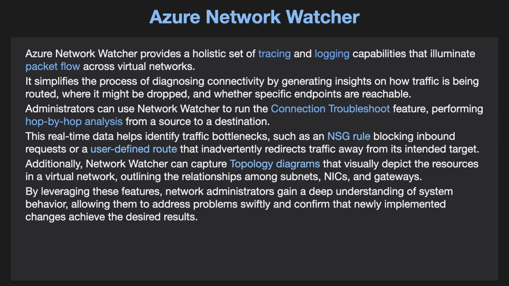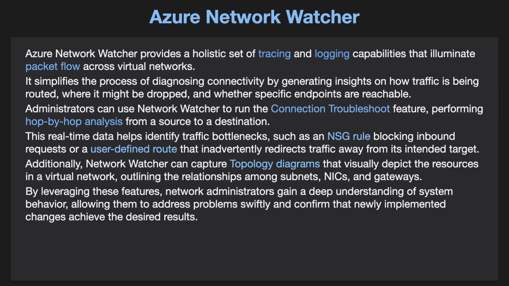Azure Network Watcher provides a holistic set of tracing and logging capabilities that illuminate packet flow across virtual networks. It simplifies the process of diagnosing connectivity by generating insights on how traffic is being routed, where it might be dropped, and whether specific endpoints are reachable. Administrators can use Network Watcher to run the Connection Troubleshoot feature, performing hop-by-hop analysis from a source to a destination. This real-time data helps identify traffic bottlenecks, such as an NSG rule blocking inbound requests or a user-defined route that inadvertently redirects traffic away from its intended target.